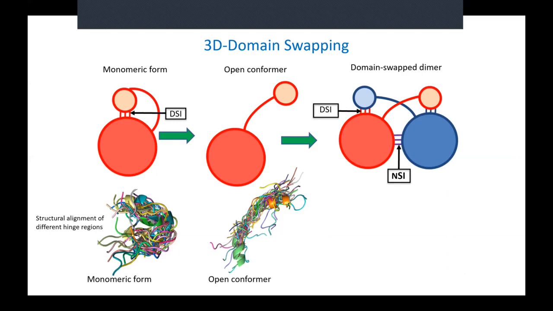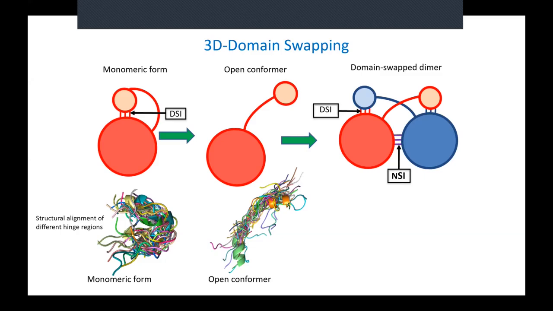Before the oligomerization step, monomeric proteins partially unfold and form open conformers. These open conformers intertwine and form domain swap structures. In domain swapped oligomers, there are two types of interfaces. An interface formed by the swap domain is known as the swap domain interface and will be referred to as DSI in this presentation. Then there is a newly formed interface which does not involve swap domains, hence it's called the non-swap domain interface and will be referred to as NSI in this presentation.